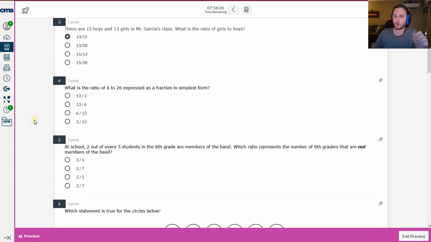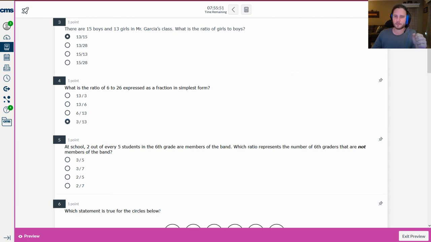For number 4, it says what is the ratio of 6 to 26 expressed as a fraction in simplest form. So it tells us, here's the ratio, put it in a fraction and simplify. So 6 out of 26, those are both even numbers, so I can do 6 divided by 2 and 26 divided by 2. 6 divided by 2 is 3. And 26 divided by 2 was 13. And we get 3 to 13 for number 4.